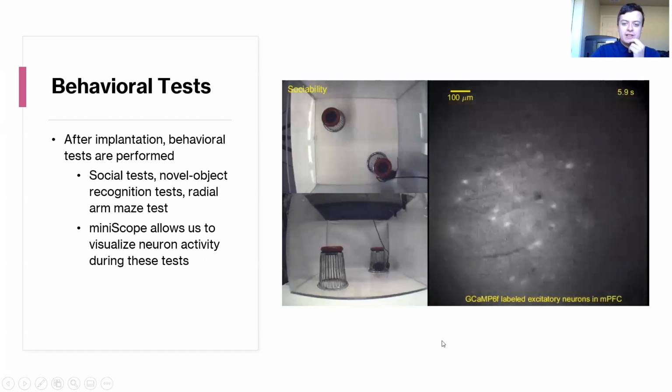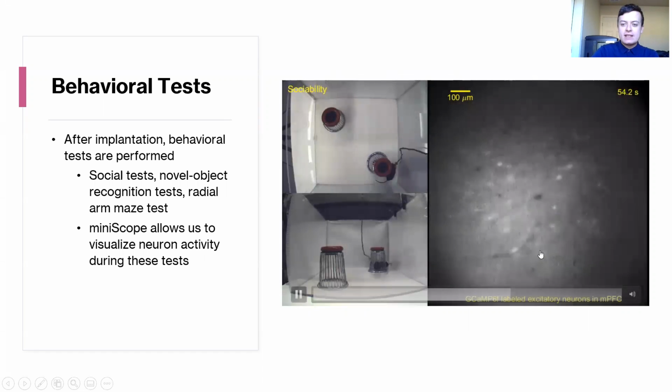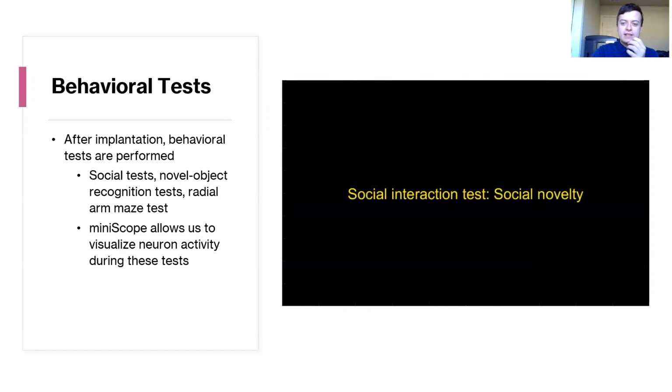Here's a social interaction test, in which we can see a mouse is being exposed to another mouse, which is contained by a wire container. And again, we can see the neuron activity of the mice as they interact.